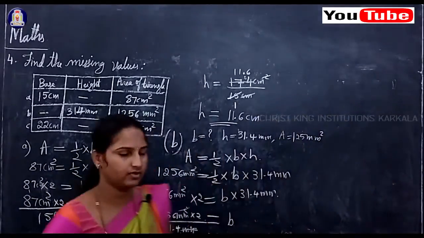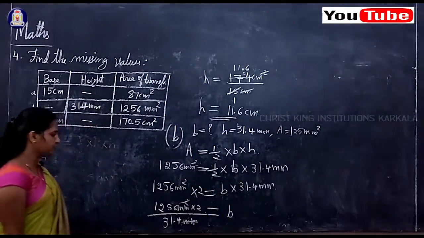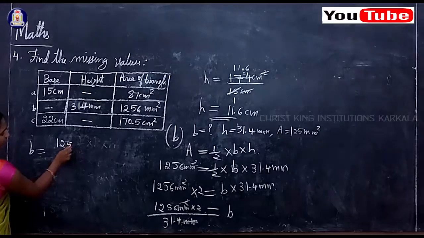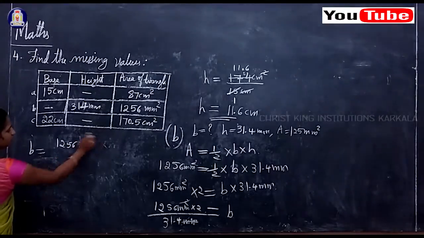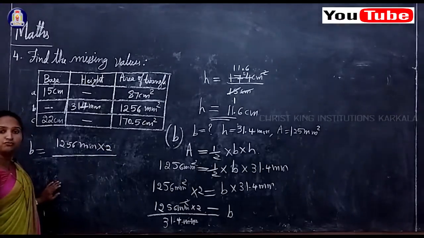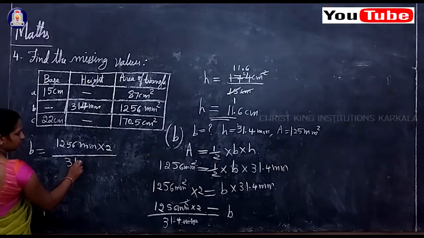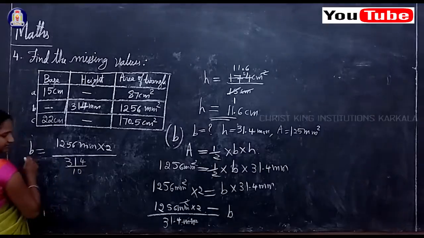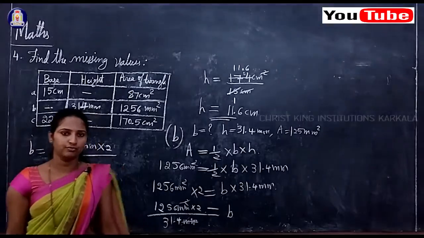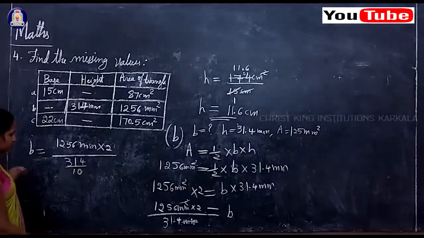Okay, now we will find the value of B. So B is equal to, see, 1256 millimeter into 2 divided by 31.4. 31.4 we can write as 314 divided by 10. Clear? So that is in decimal, so we can remove the decimal point and write it as a fraction. So 31.4 can be written as 314 divided by 10. Clear?